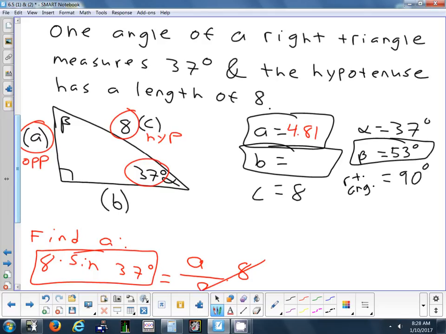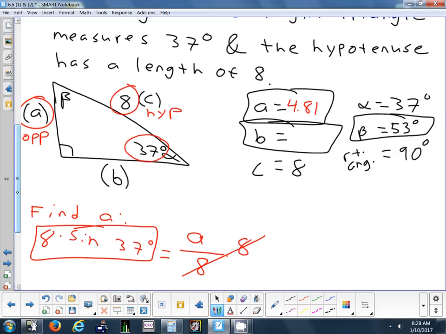A is a rounded answer. Okay, A is rounded off. And you found it, and I found it, so it could even be wrong. So if A is wrong and I use it, then B is wrong. So let's find B the same way we found A.